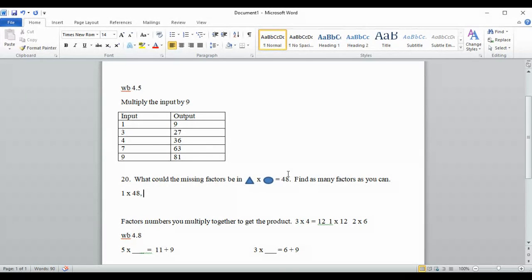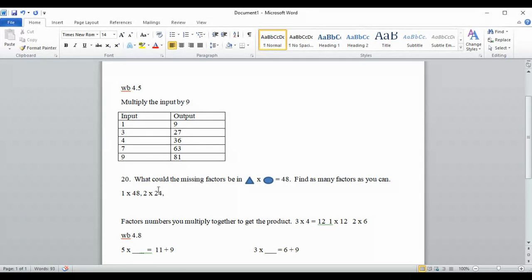You can multiply 2 times something and get 48. Now, can you think, what would you multiply times 2 to get 48? If you cut 48 in half, what would half of it be? I hope you said 24. 2 times 24 will give you 48.